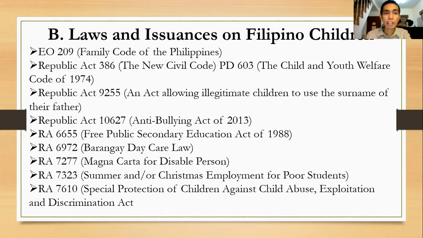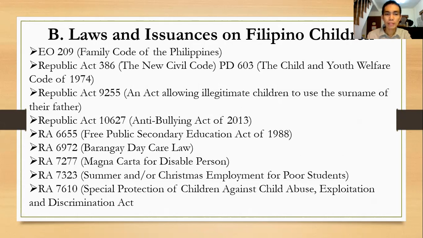All right, and then here are the laws and issuances on Filipino children. First, Executive Order 209, that is Family Code of the Philippines. Republic Act 386, the new Civil Code or Presidential Decree 603, the Child and Youth Welfare Code of 1974. Republic Act 9255, an act allowing illegitimate children to use the surname of their father. Republic Act 10627, Anti-Bullying Act of 2013. RA 6655, Free Public Secondary School Act of 1988. RA 6972, Barangay Daycare Law.